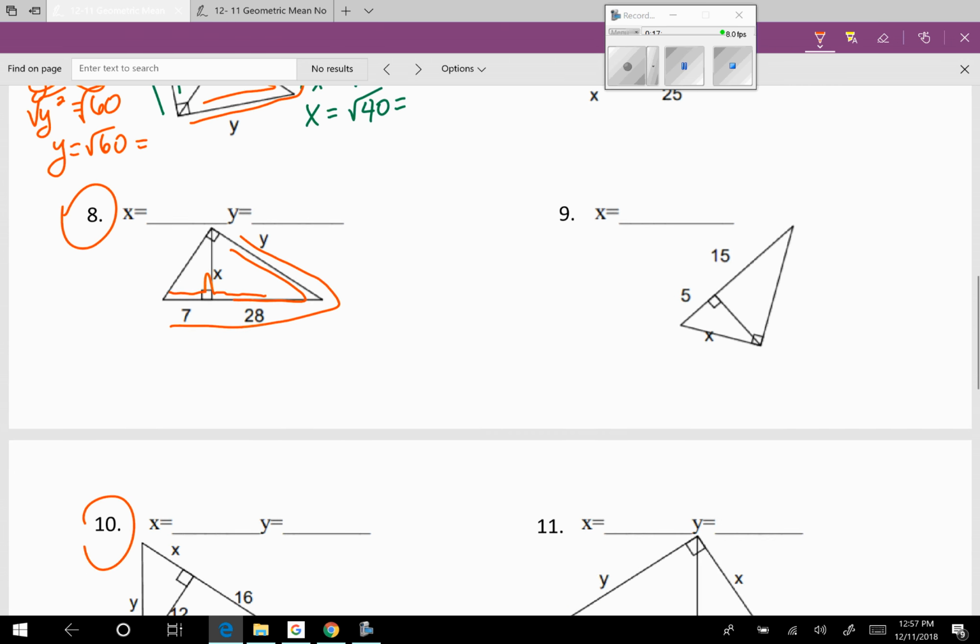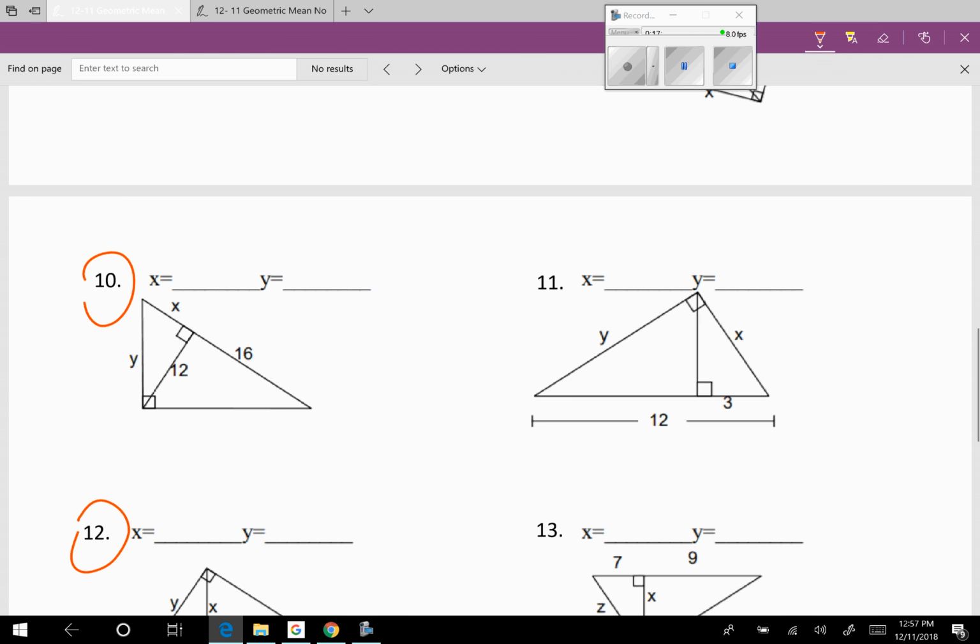Okay? Now number 10. This one gets a little bit tricky because the x is not actually on the altitude there. So for this one, you have to find x first, because if you're trying to find y first, that won't really work out, because for y you have to do the boomerang, and you don't know what x is, so you can't do that one first. So we have to figure out x first. We can see x, we're going to have to do the heartbeat.